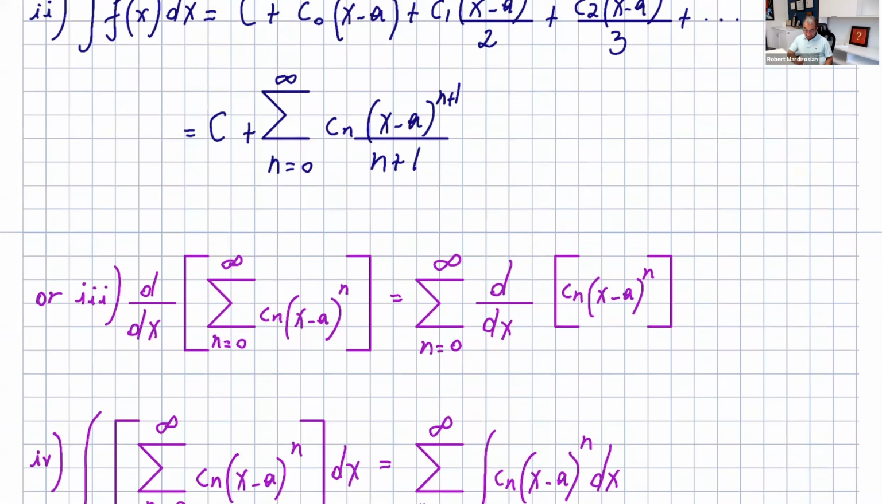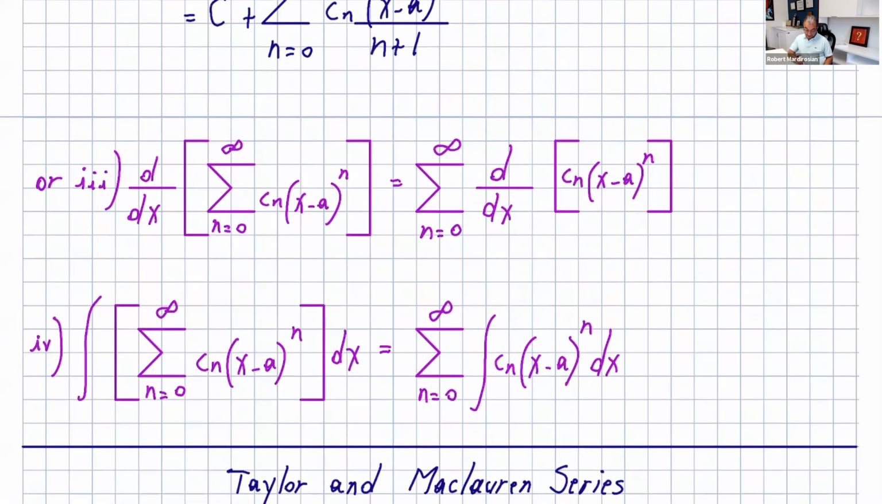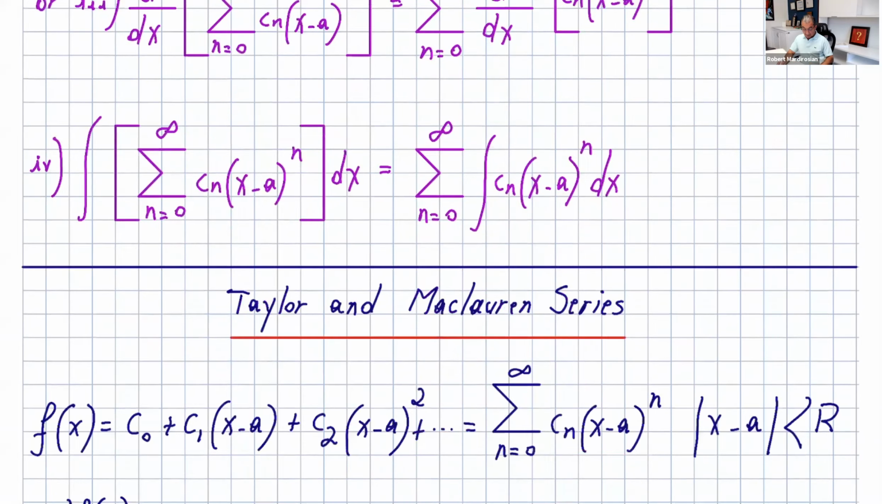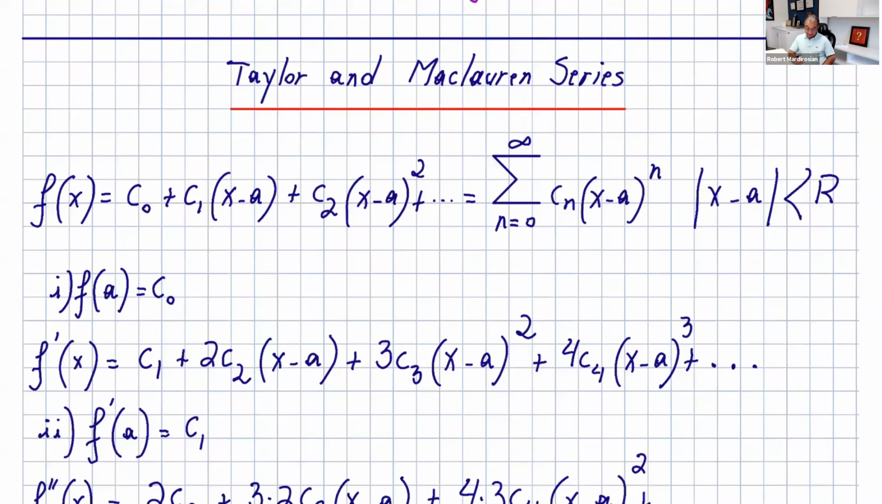Or another way of showing that, the derivative of this power series, you can just take that inside, is the derivative of that expression. And the integral of the power series, you can take the sum out, is the integral of that expression. Now let's talk about Taylor and Maclaurin series and see how they come up to write any function as a power series. If we have this power series, the radius of convergence is R.